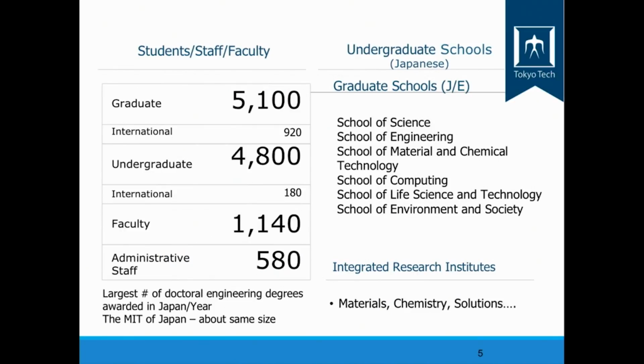So TokyoTech has 5,100 students. Among those students, 920 are international students. TokyoTech offers both undergraduate and graduate courses. However, the undergraduate courses are all offered in Japanese. The graduate ones are offered both in Japanese and English. In Japan, TokyoTech is considered to be the MIT of Japan.